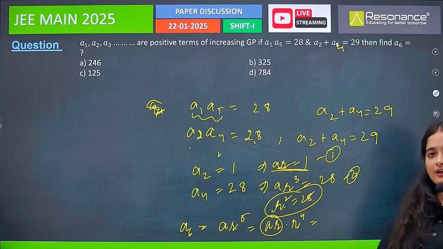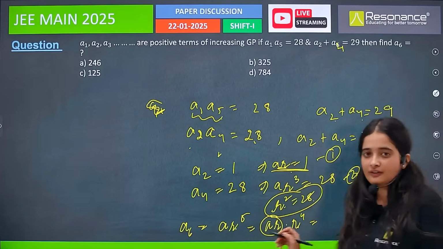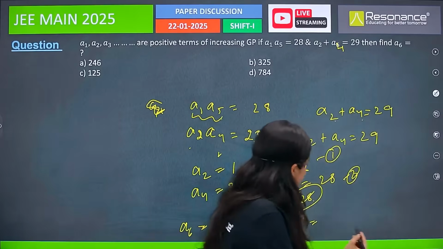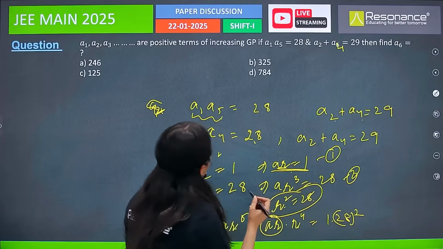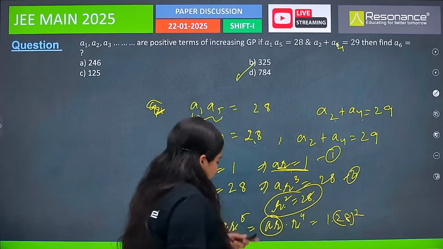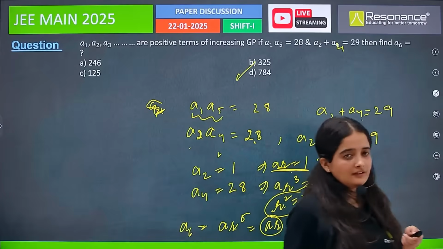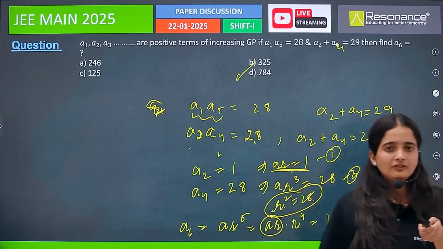R square is 28, so R power 4 will be 28 square. So what are we going to get? 1 into 28 square. So the answer is option D. Easy. Moving forward to the next question.